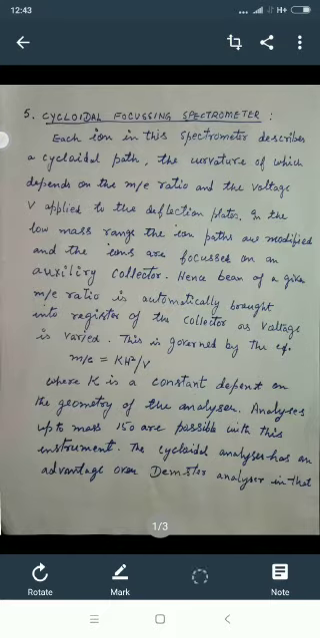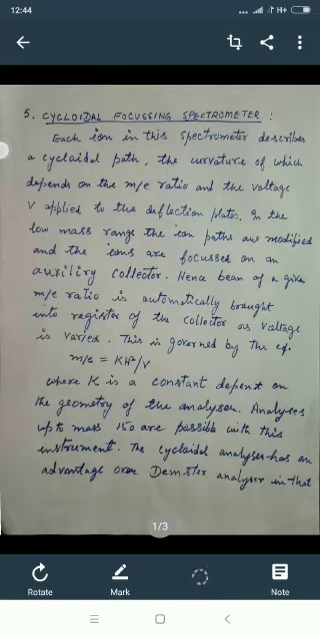In the low mass range, the ion paths are modified and the ions are focused on an auxiliary collector. Hence, a beam of a given M/E ratio is automatically brought into the register of the collector as voltage is varied. This is governed by the equation M/E is equal to KH² upon V, where K is a constant dependent upon the geometry of the analyzer. Analysis up to mass 150 is possible with this instrument.